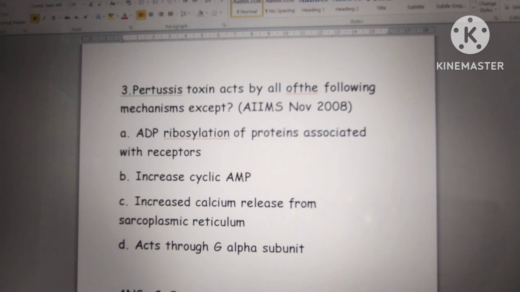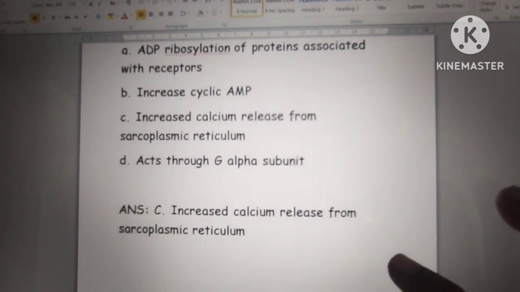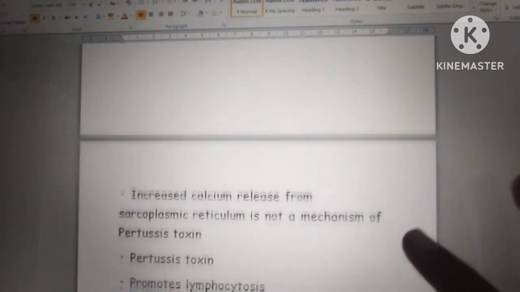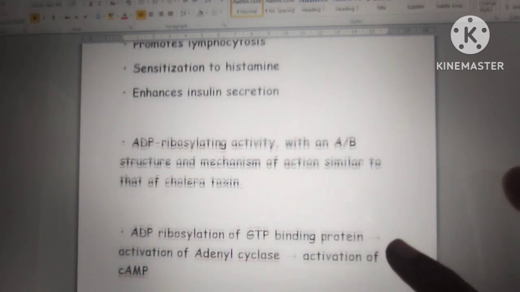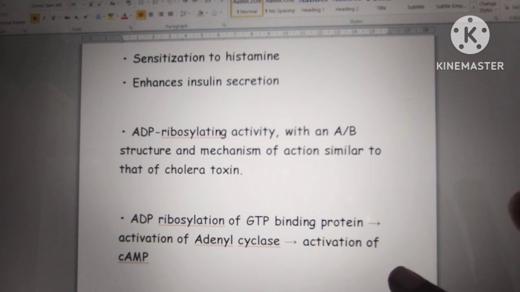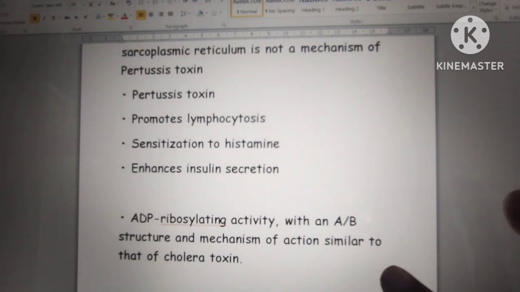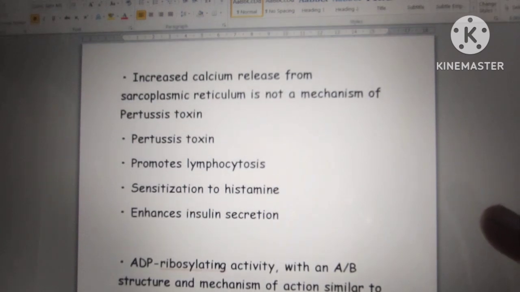This mechanism of action is similar to that of cholera toxin. The pertussis toxin will also have an A and B binding unit, and it will be binding to GTP and thereby activate cyclic AMP. So this is similar to the cholera toxin.